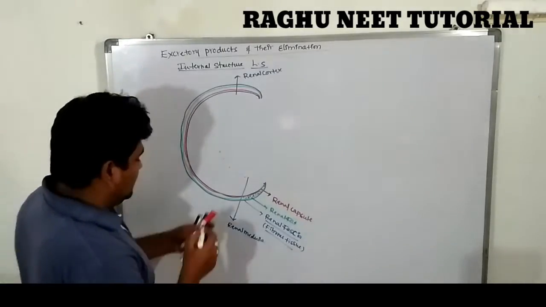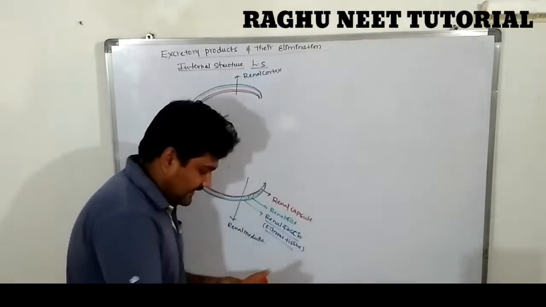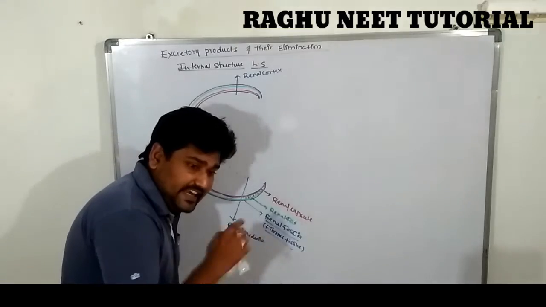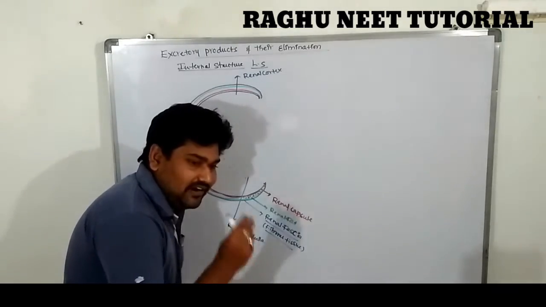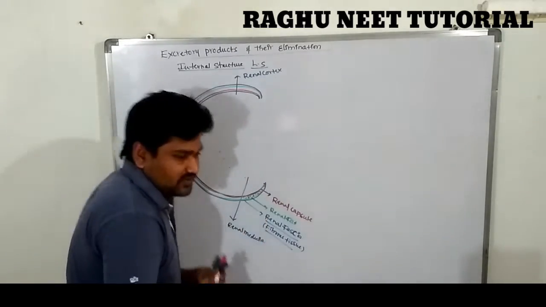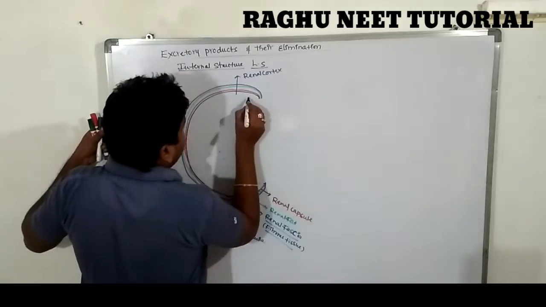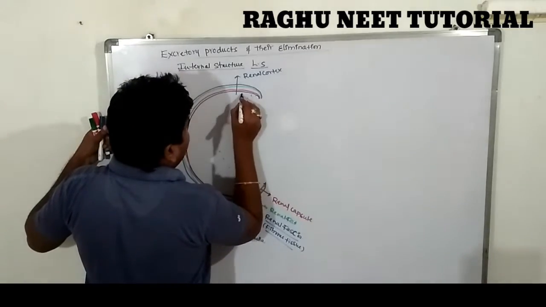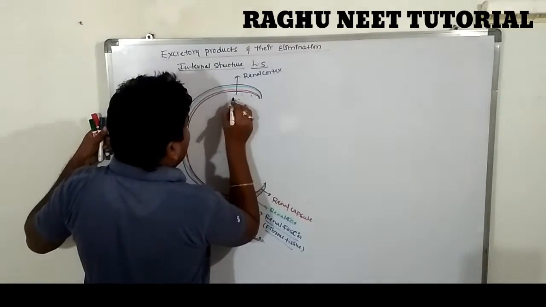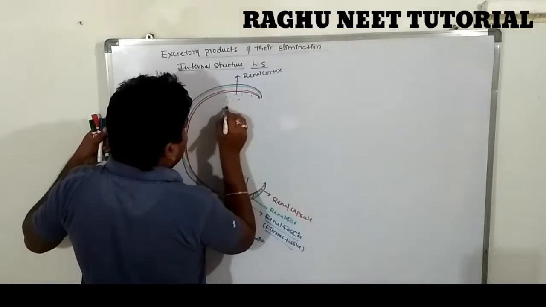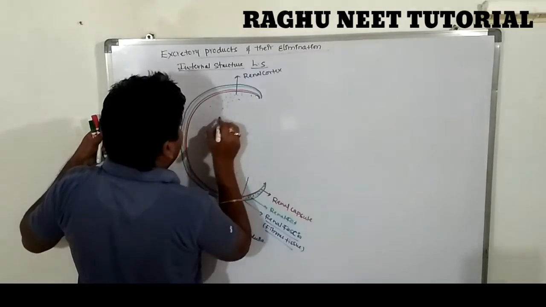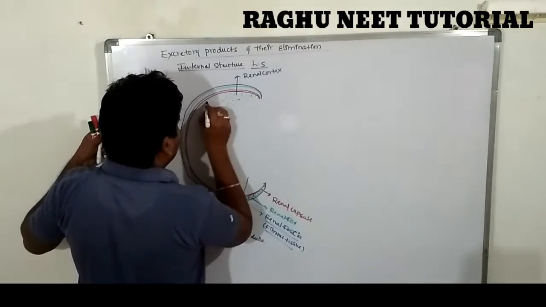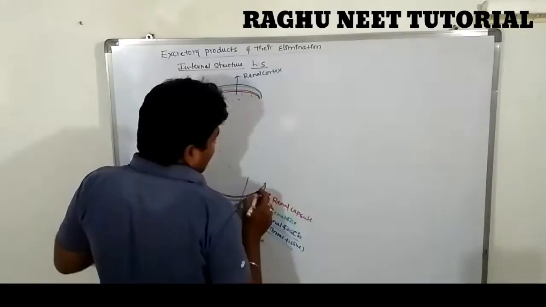The outer cortex is completely filled with capsules. It is filled with renal cortex capsules.